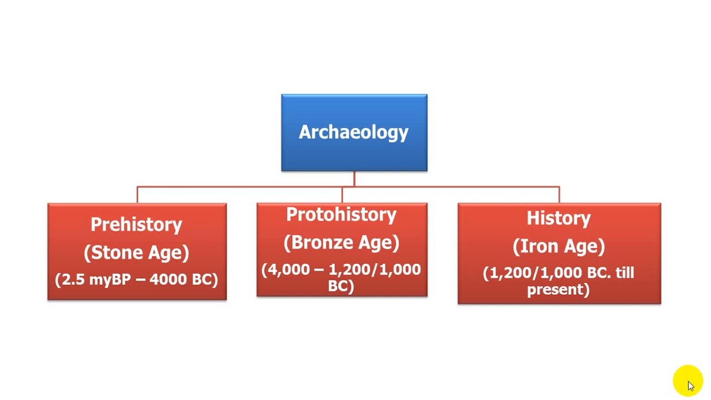The second category, proto-history or Bronze Age. The term proto-history refers to a period between prehistory and history during which a culture or civilization has not yet fully developed. It starts from 4000 BC up to 1200 or 1000 BC. The last or the third category, history, also known as the Iron Age, starts from 1200 or 1000 BC till present.